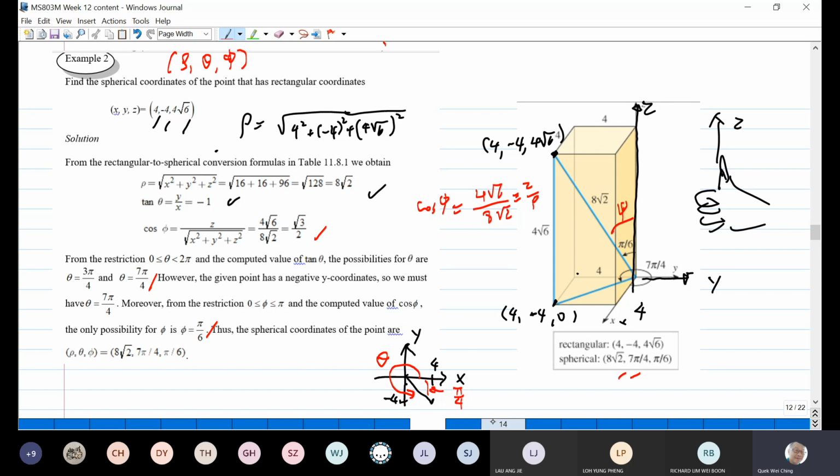Okay, so can I continue? Next one, example 3. Wait, how is theta? I don't get it.